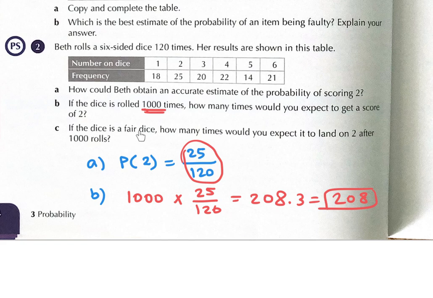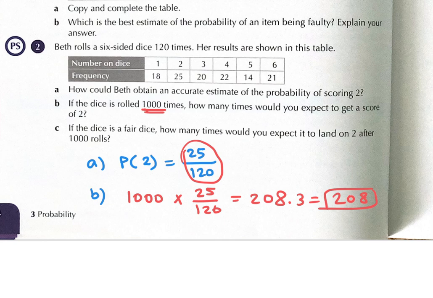If the dice is a fair dice, it means the probability of getting 2 equals the probability of getting 1 equals the probability of any one. Probability of getting 1 equals probability of getting 2 equals probability of getting 3, the same, which is 1 over 6, because for the dice we have 6 faces. So probability of getting 2, 1 over 6. Probability of getting 1, 1 over 6. Probability of getting 5, 1 over 6.